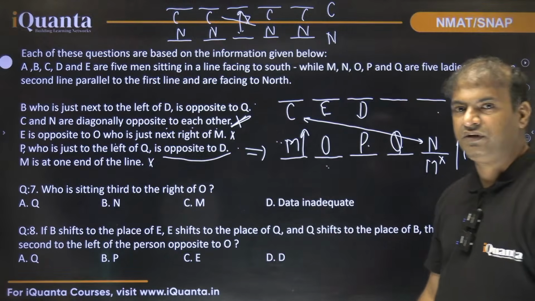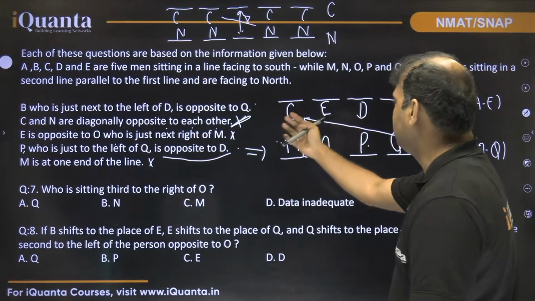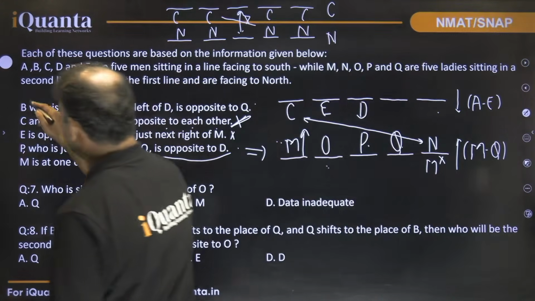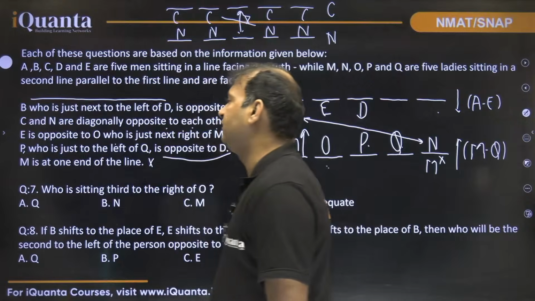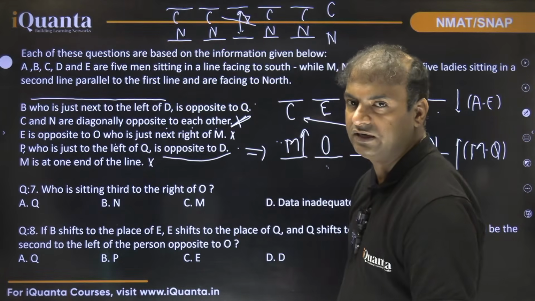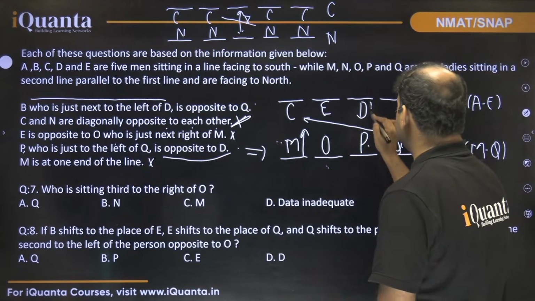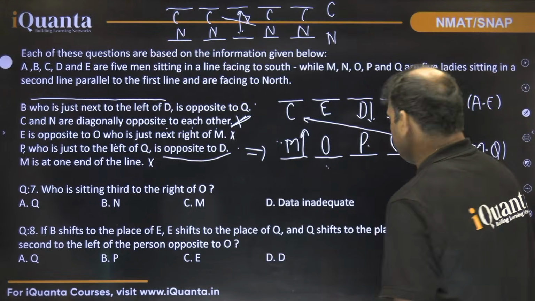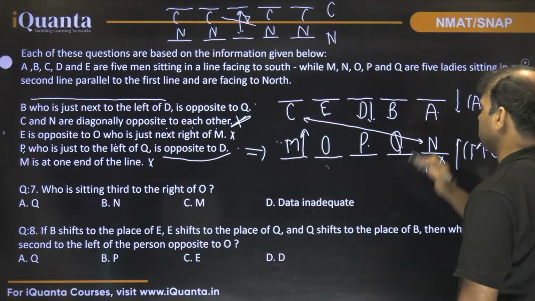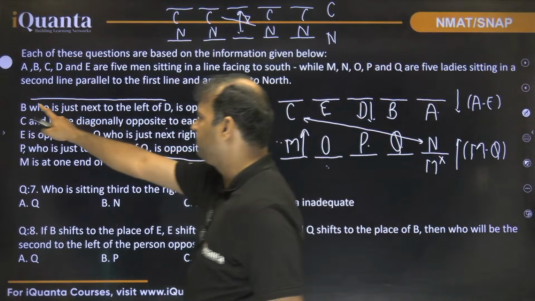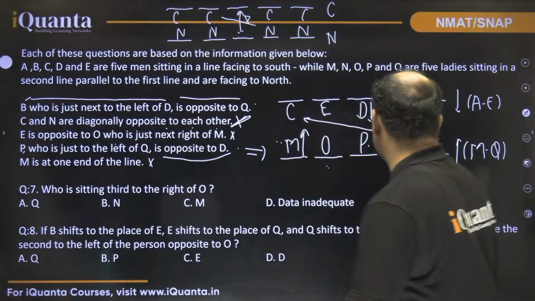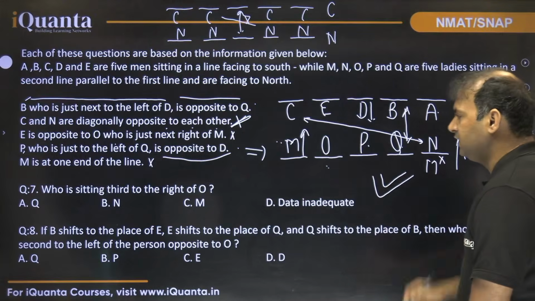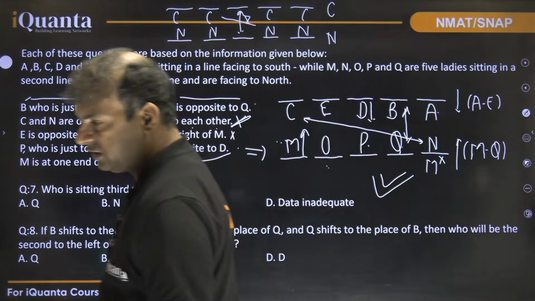Good for us guys. We have drawn all the women. We only have to draw two men who are B and A. And we are given a point that B is next to the left of D. That means immediate left of D. D is facing south, remember guys, so the immediate left of D is B over here, very obvious, and this should be the place for A, that's it. There is one more point that B is opposite to Q, which is also satisfying. That means we have done this all correctly, okay?